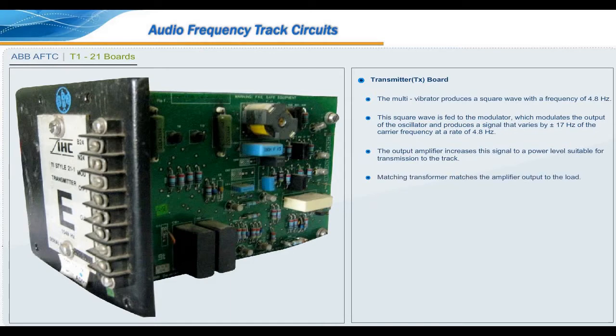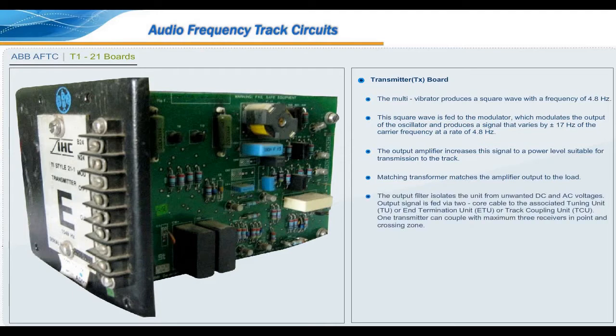Matching transformer matches the amplifier output to the load. The output filter isolates the unit from unwanted DC and AC voltages. The output signal is fed via 2-core cable to the associated tuning unit TU, or end termination unit ETU, or track coupling unit TCU.